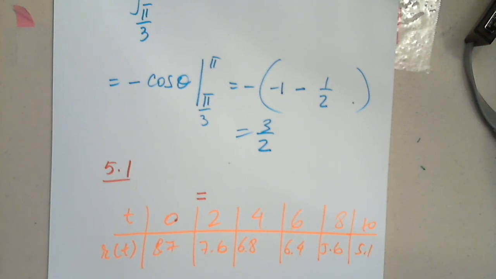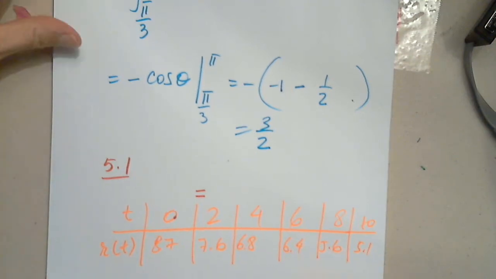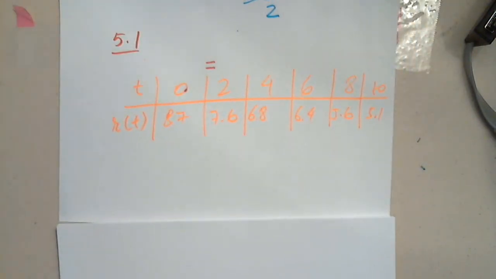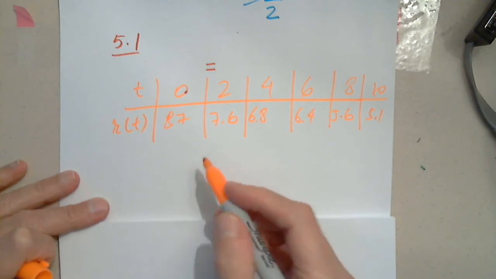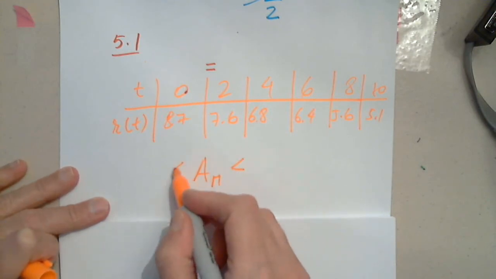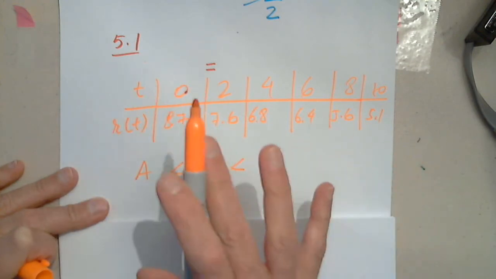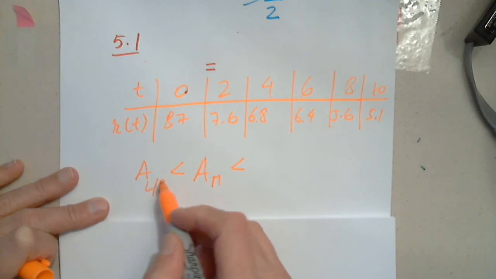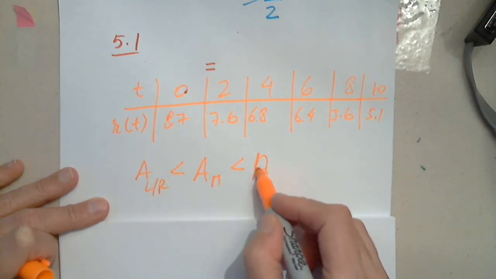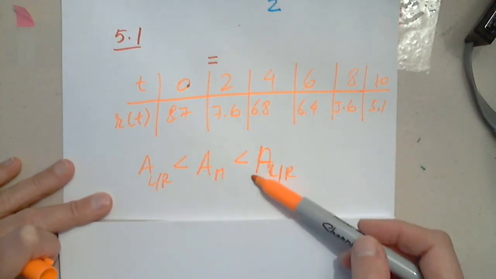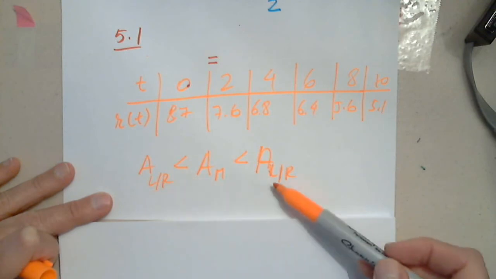Okay, so they're asking us to find the lower and the upper estimates of the total amount of oil that leaked out. As we know, the lower and upper are given by the leftmost point and the rightmost point. And we always know that the area with the midpoint will be between the area with left or right, depending on whether the function is increasing or decreasing. If the function is increasing, there will be one direction. If the function is decreasing, a different direction.